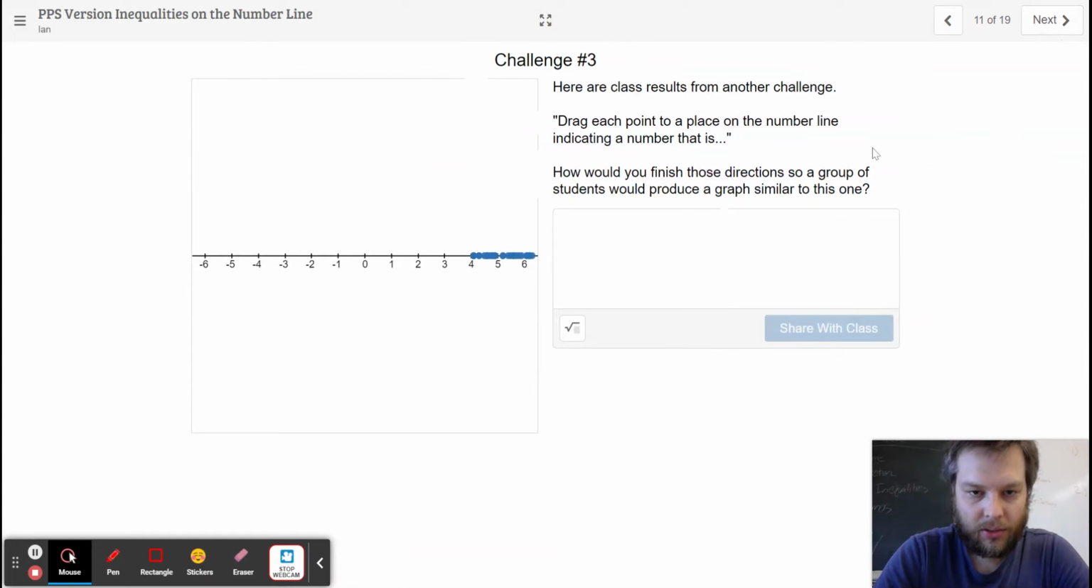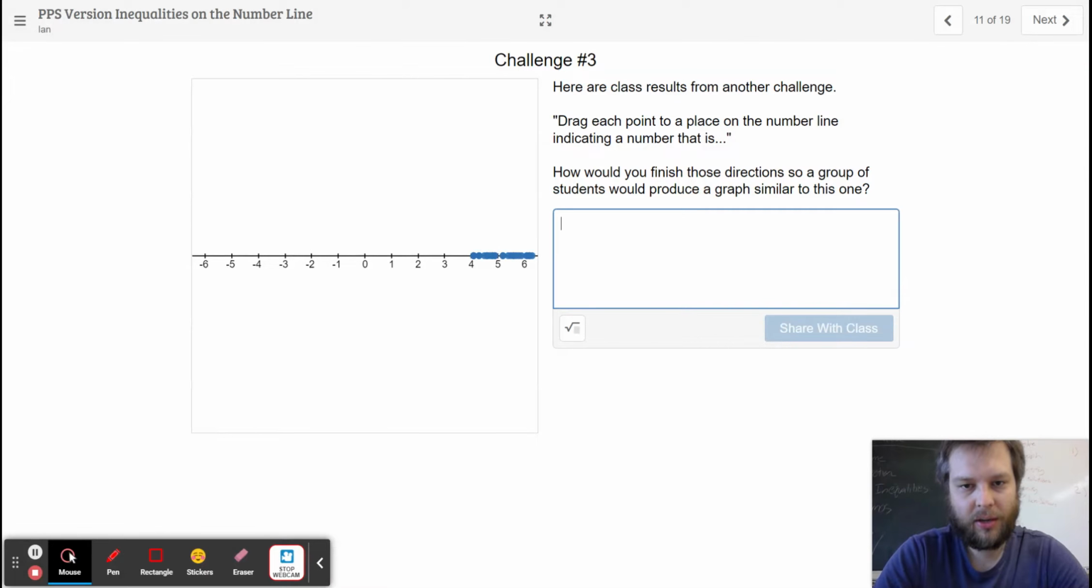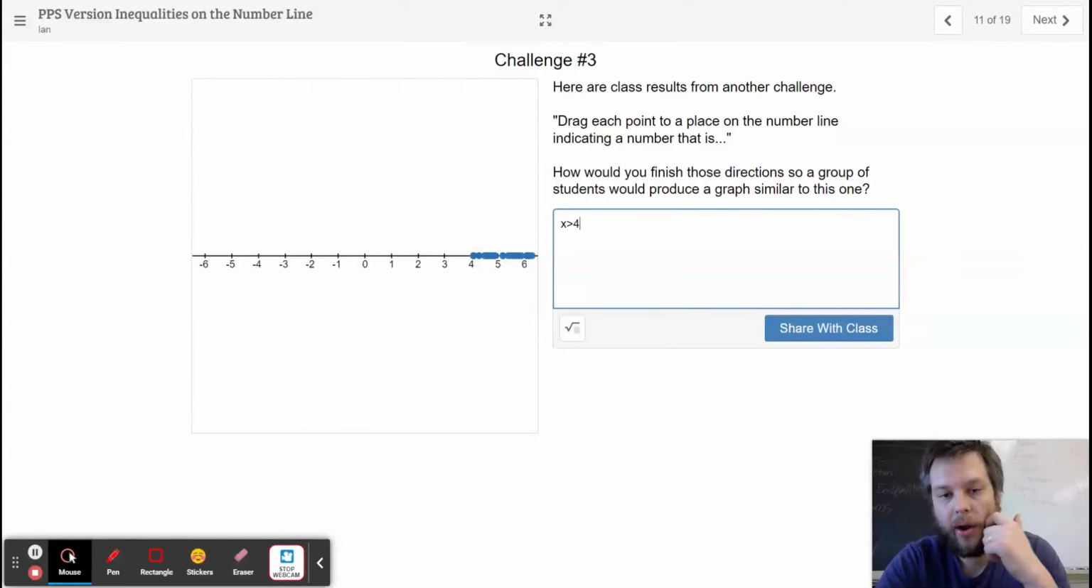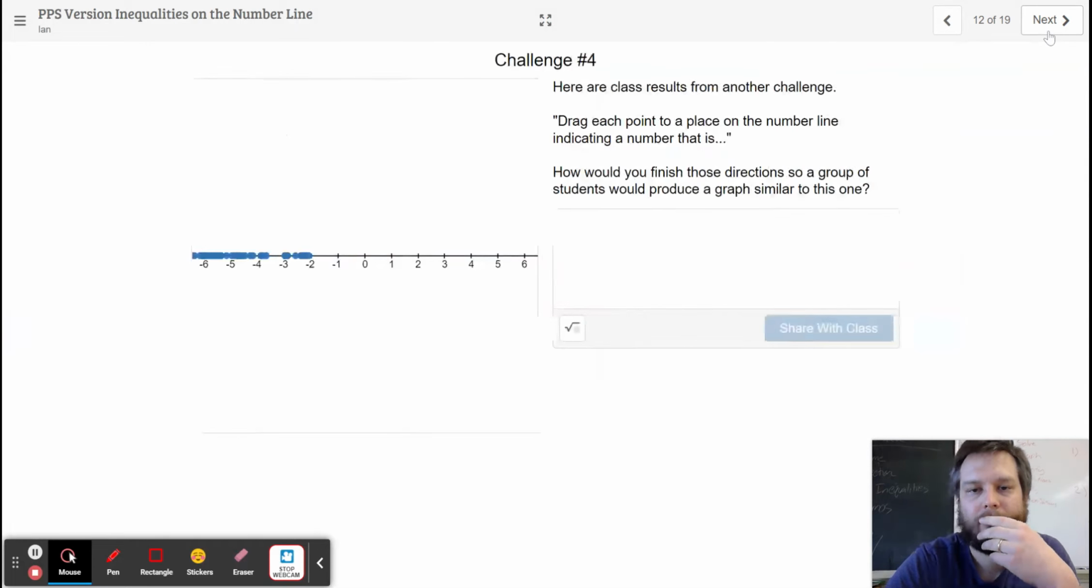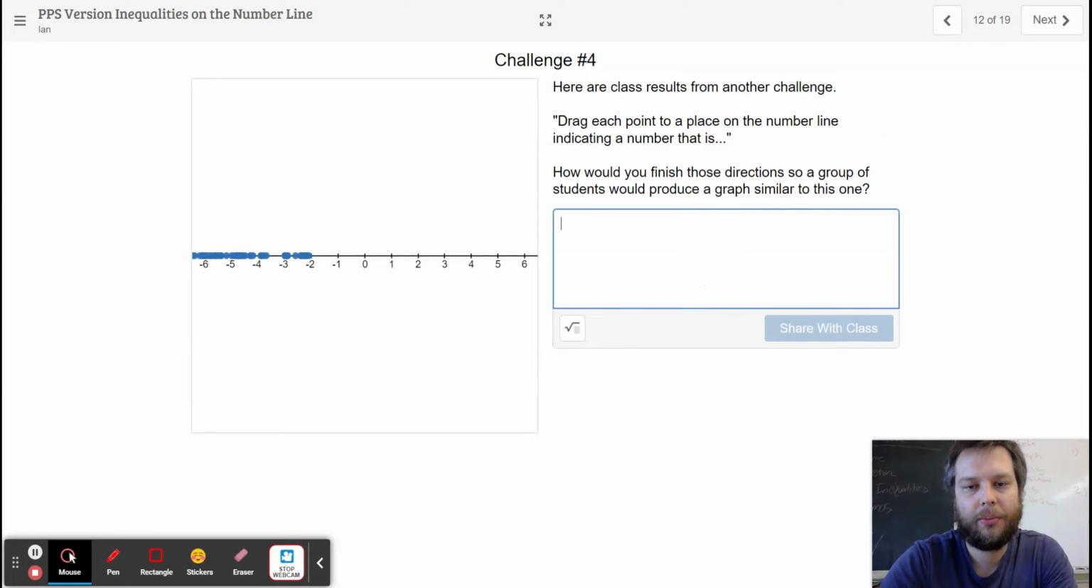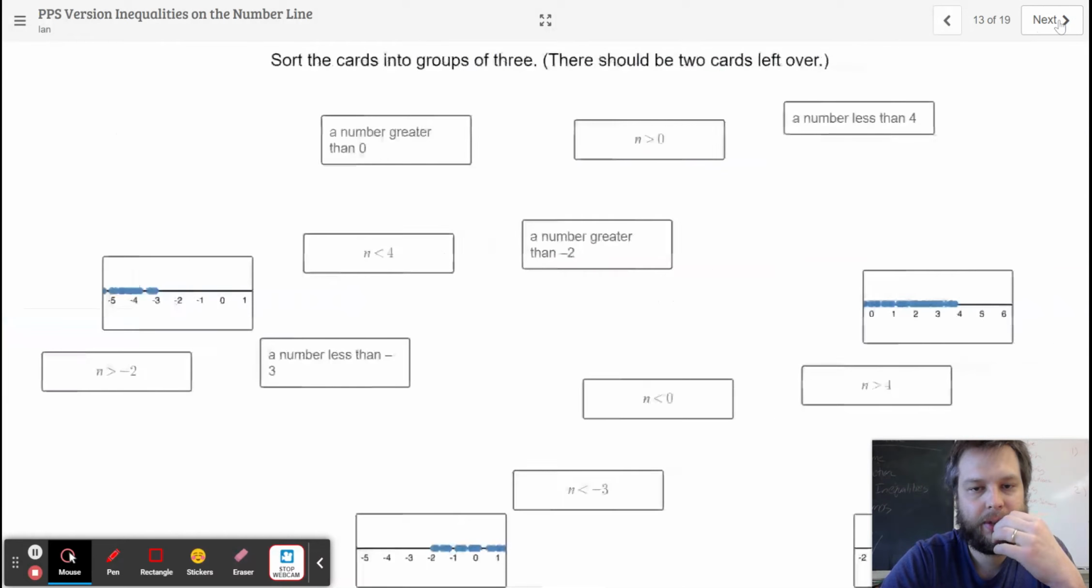Now here, somebody made a challenge: they put a bunch of dots right there. And right here, I can see that this is the inequality x is greater than 4, because 4 is the boundary point and all the dots are bigger than 4. Similarly with this one, this is x is less than -2. All the dots are placed on the smaller side of -2.